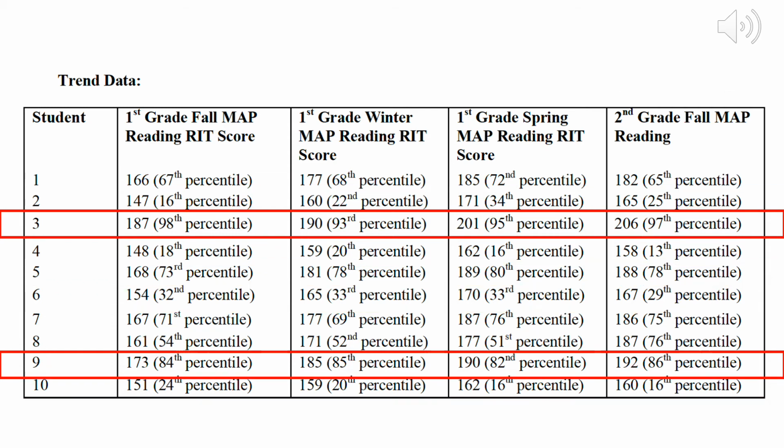Here is the trend data for our students scoring in the above average range for second grade. So you'll notice student number 3 has scored consistently at least in the 90th percentile or higher, much higher, across the year, and student number 9 has scored in the high 80s typically for percentile across the whole year.